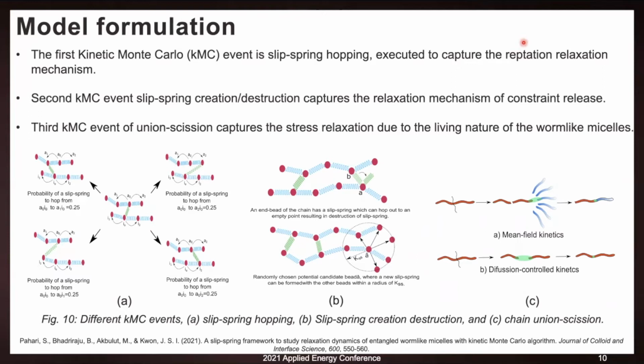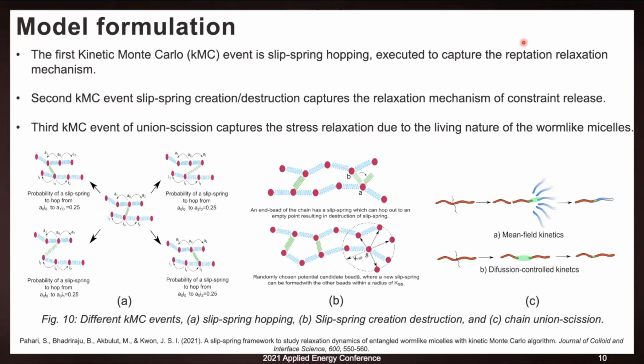The second KMC event involves the creation and destruction of slip springs, where the slip springs are created and destroyed at the end of WLM chains. This physically mimics the mechanism of constraint release, where owing to the diffusion of WLM chains, its entanglements with the old chains are destroyed and entanglements with the new chains are created.